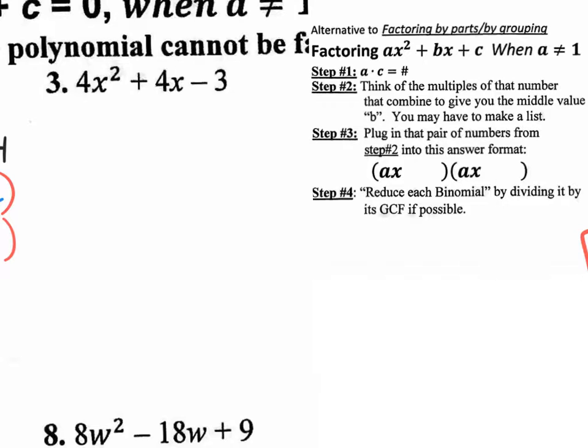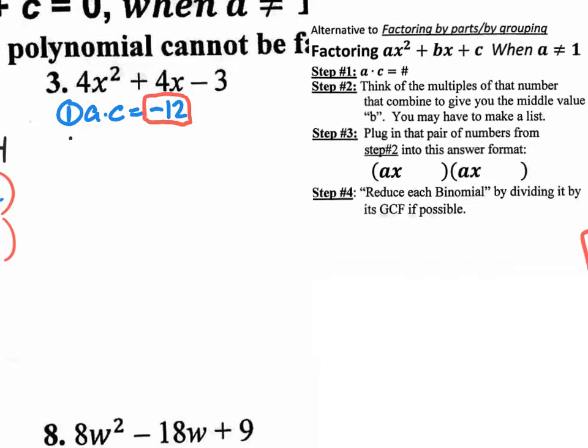So on the worksheet, we're going to take a look at number 3. What's the A value on number 3? 4. And the C value? Negative 3, okay. So let's, again, step 1 and step 2 are the same as what we learned before by grouping. Still, step 1, A times C. What is A times C? Negative 12. That is A times C.